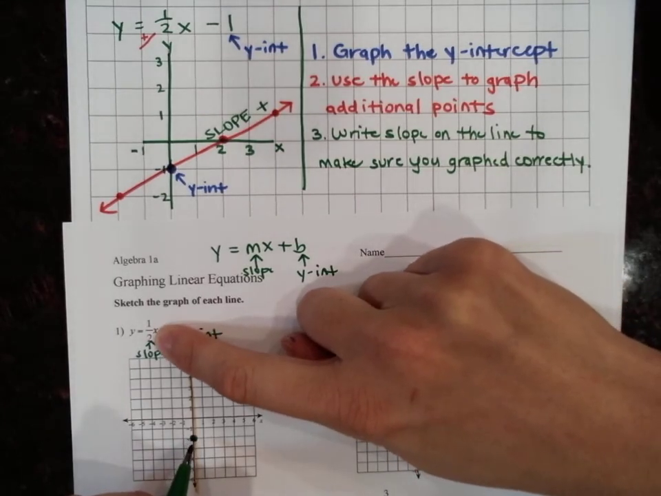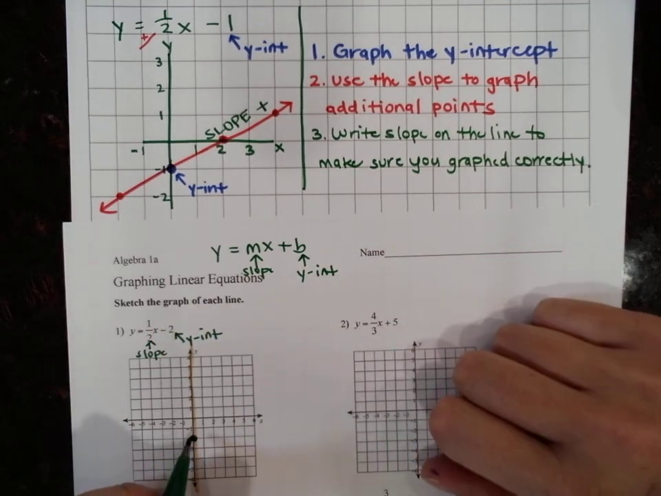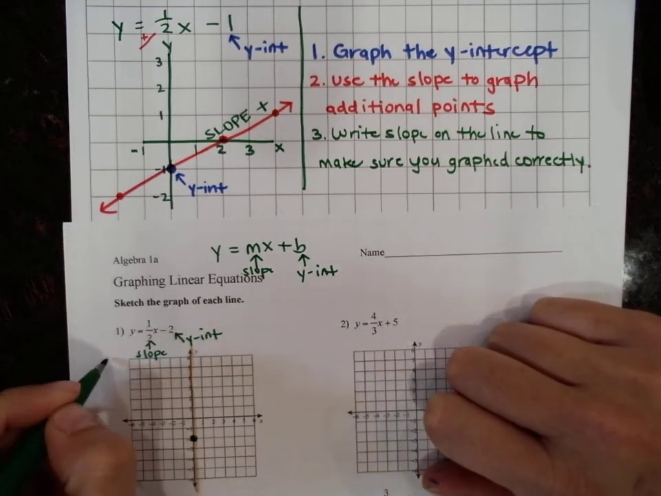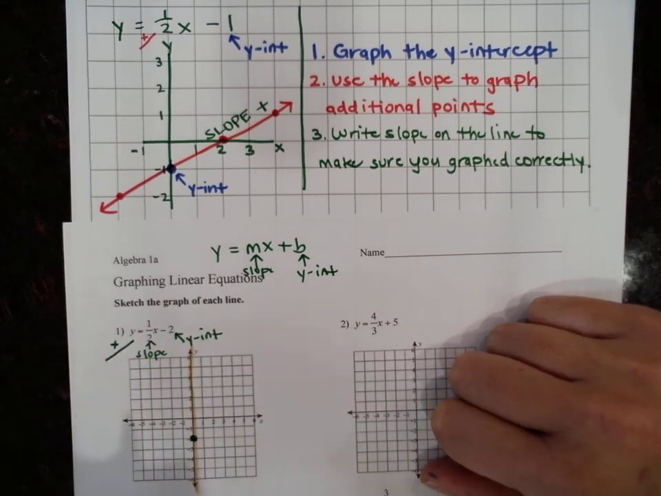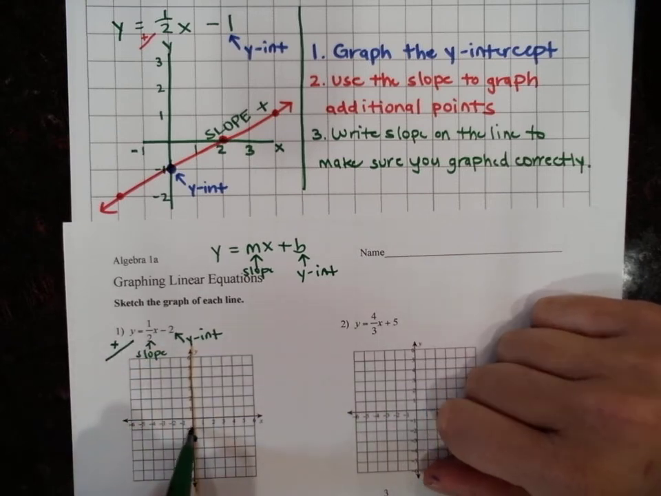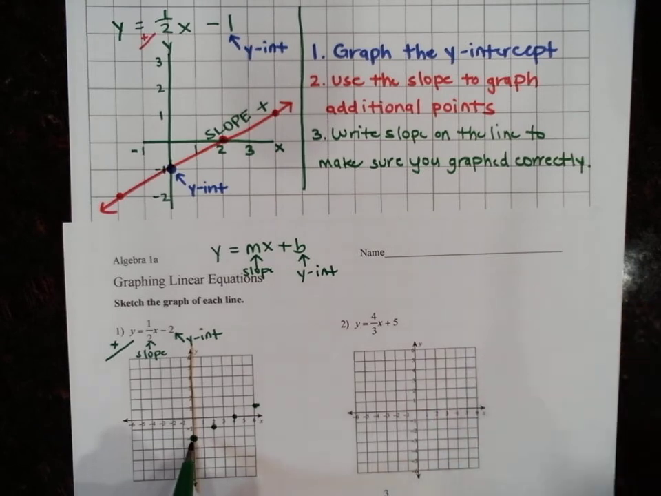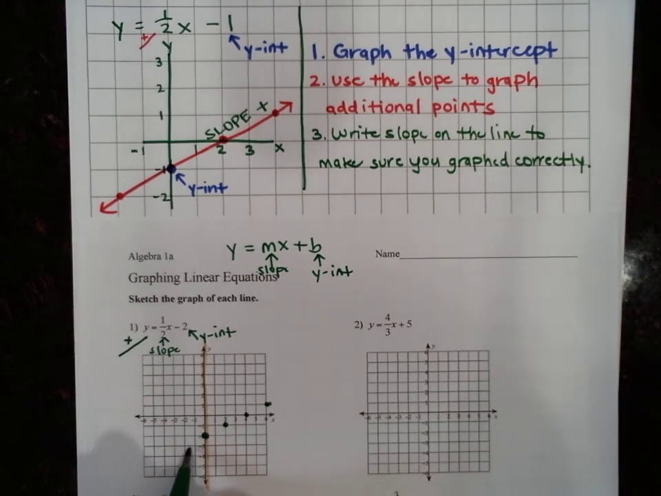So our slope is 1/2. And it's a positive 1/2, so our line is positive, so it should look like this. So when we go up 1, we'd have to go to the right 2. Up 1, right 2. You're going to start from that first point you graphed, your y-intercept. You could also go down 1 and left 2.